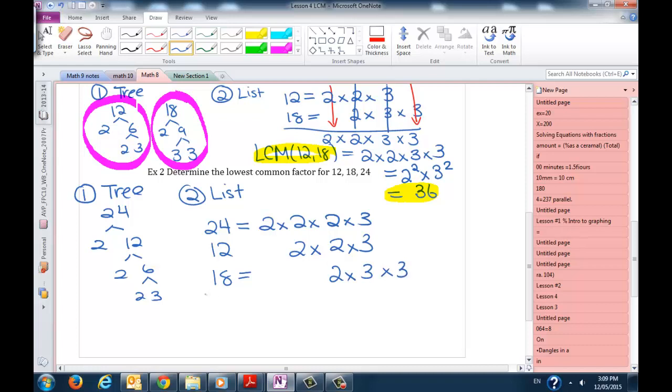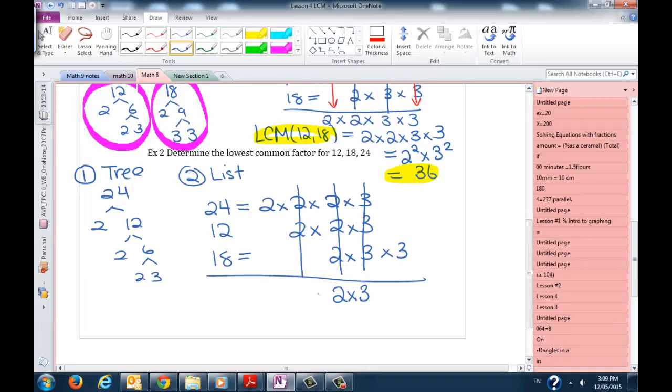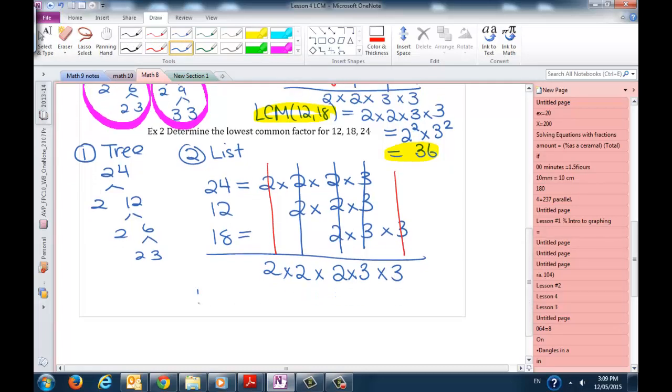Now, I'm lining them up so that I'm not over counting these two. So I'm just writing that one down once. I'm multiplying by that one once. So I'm not over counting. I'm going to bring that down once. Again, I'm not overcounting those ones. And then I've got to take my leftovers and they come down as well. So I've got this 2 here and the 3 here.